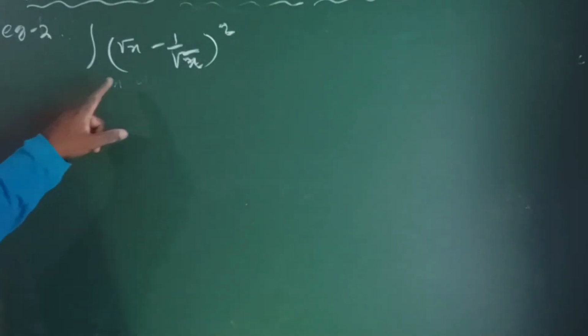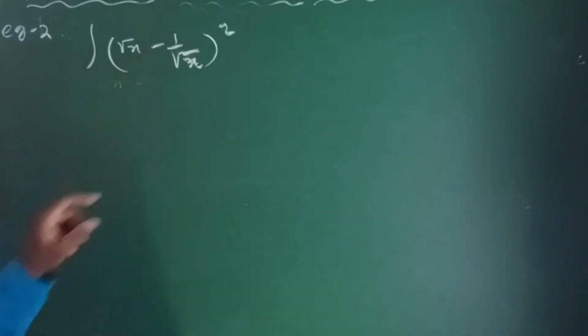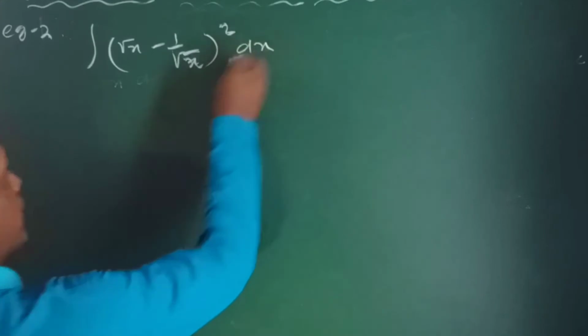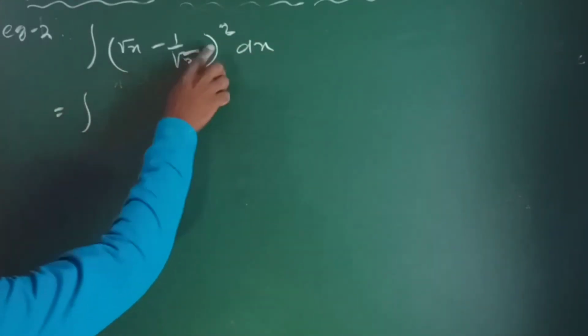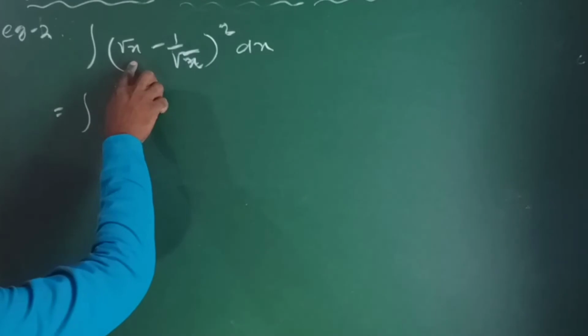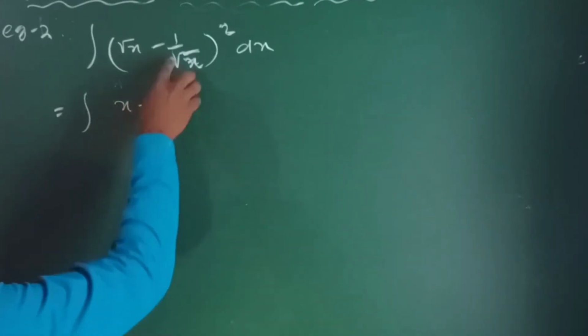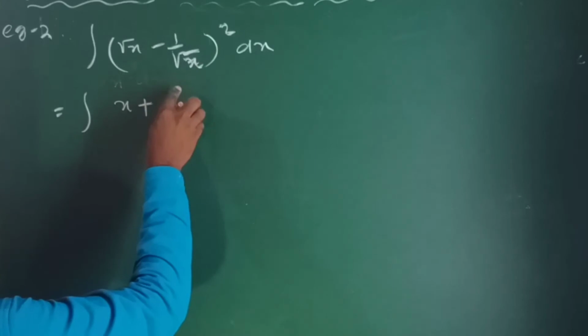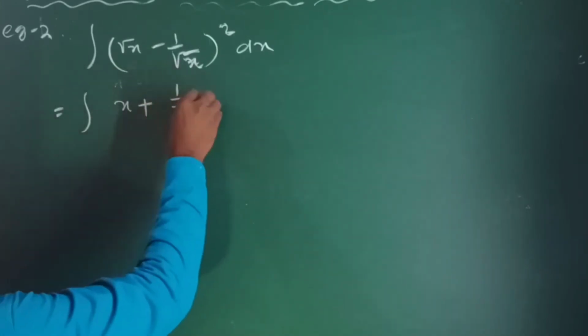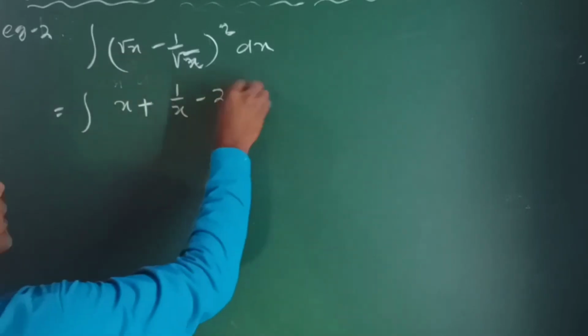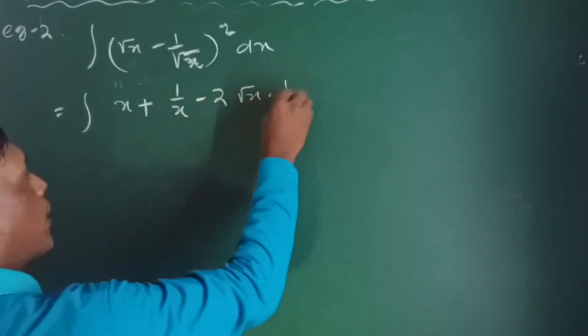Another question is to integrate the square of root x minus 1 by root x with respect to x. Now we can apply here the square of a minus b whole square. This is a square, meaning the square of root x is x, plus b square is the square of 1 by root x, which is 1 by x, a square plus b square minus 2a, where a is root x, into b is 1 by root x.